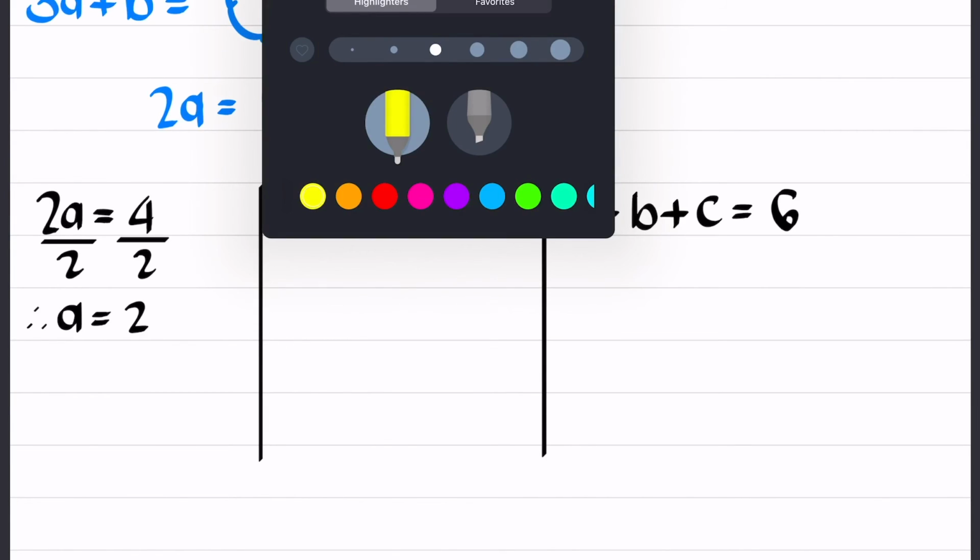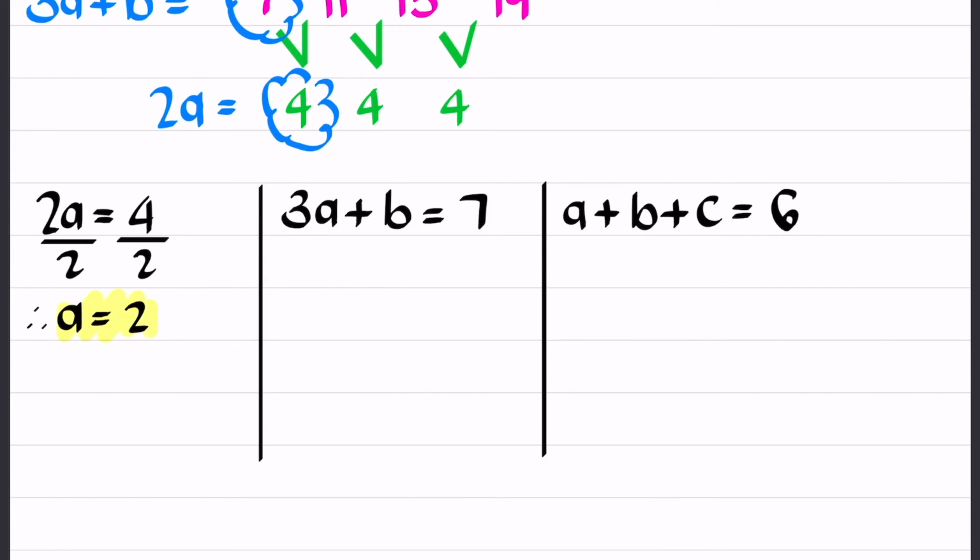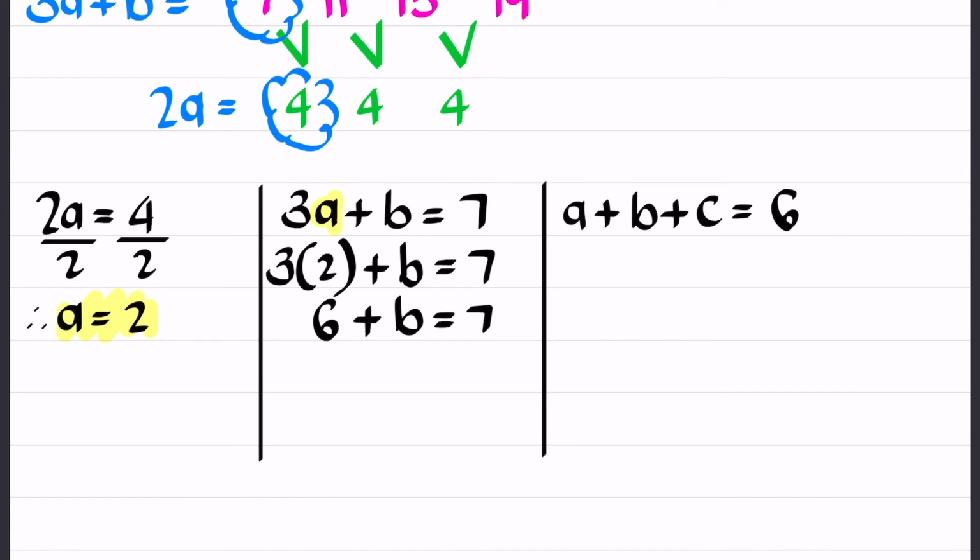So now I'm going to take this a equals 2 and replace the a with that 2. So it'll be 3 times 2 plus b equal to 7. 3 times 2 is 6 plus b equals 7. So therefore, b will equal the 7 minus the 6, which is 1.